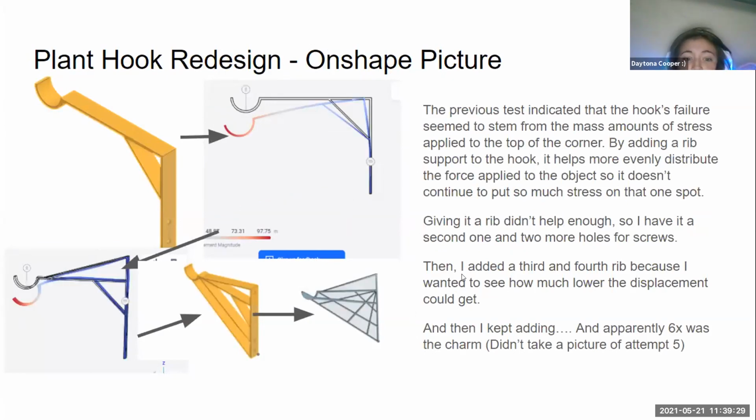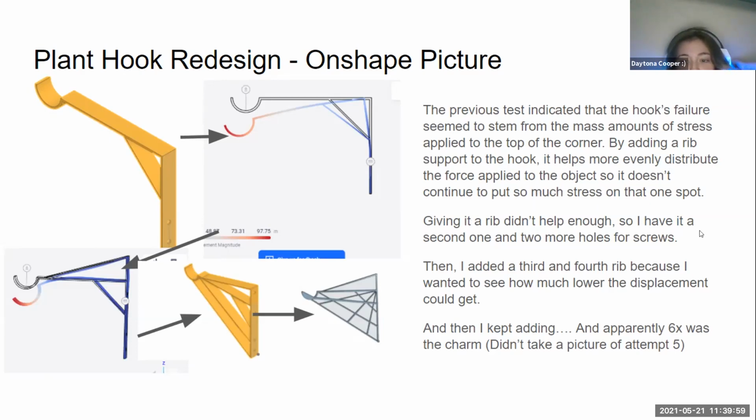So for the redesign, I had 6 different redesigns. Basically, it was on the theme of what is strong? Triangles are strong. Let's just add a bunch of triangles. So the previous test indicated that the hook's failure seemed to stem from the mass amounts of stress applied to the top of the corner by adding weight to the end of it. So that just put a lot of stress on the corner. By adding a rib to support the hook, or in this case, a bunch of them, it helps more evenly distribute the force applied to the object so it doesn't continue to put so much stress on that one place.